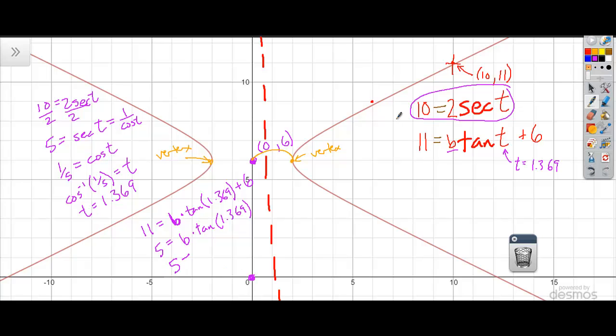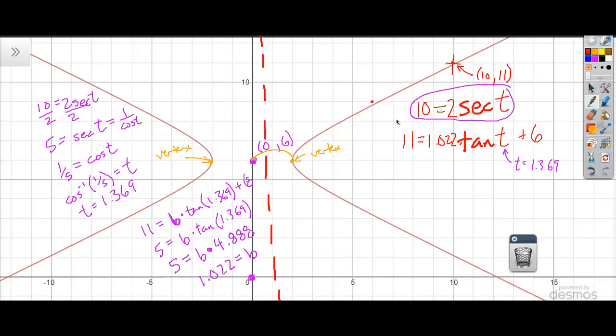Okay, so it turns out that here 5 equals b times, and this tangent is 4.888, and if we divide on both sides by 4.888, we get something like 1.022 equals the coefficient b. So this thing right here that we were looking for, we found it. This is now, and let me erase everything, okay. So this is now 11 equals 1.022 times the tangent of t plus 6.